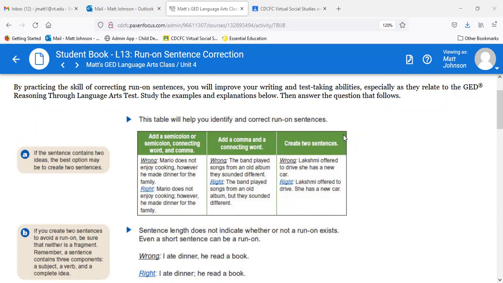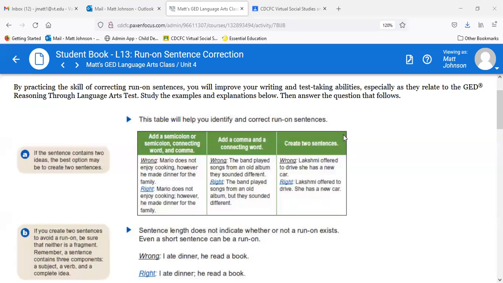So instead, you need Mario does not enjoy cooking. However, right, semicolon, however, comma, he made dinner for the family. So that breaks it up more. You can't just put a comma in front of however. One trick with however, though, this is when however falls in the middle of a sentence. You may encounter however closer to the beginning of a sentence.